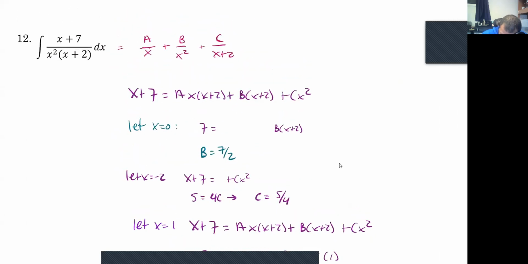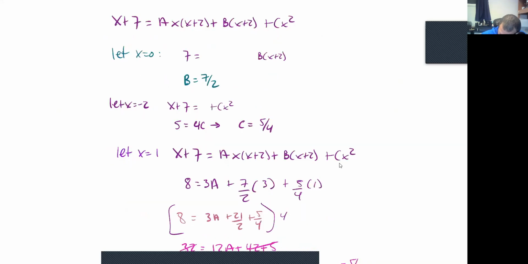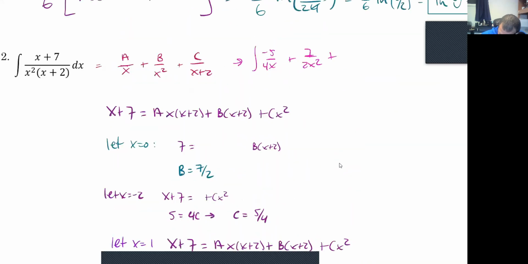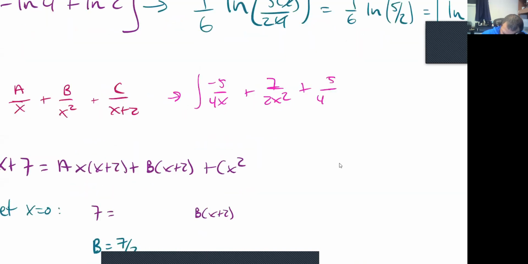So we're trying to take the antiderivative of, what was a? -5 over 4x. Our b value was 7 over 2, so plus 7 over 2x squared. And our c value was something weird, right? 5/4 as well. So we're going to get plus 5/4 times 1 over x plus 2, dx.